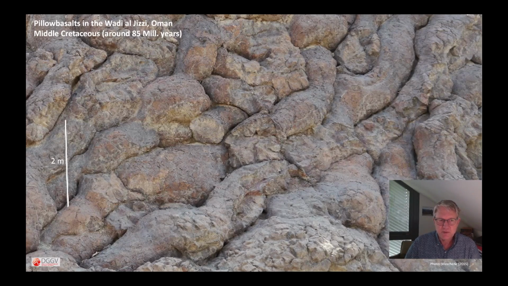In any case, we can find such pillow structures representing the fossil seafloor in such ophiolites. This photo shows a very nice example of pillow basalts from the Wadi al-Jizi in Oman, where the most beautiful and largest ophiolite in the world is exposed. The pillows shown here formed about 85 million years ago at a spreading center of the Neotethys Ocean, which has now largely disappeared because it was almost completely subducted.